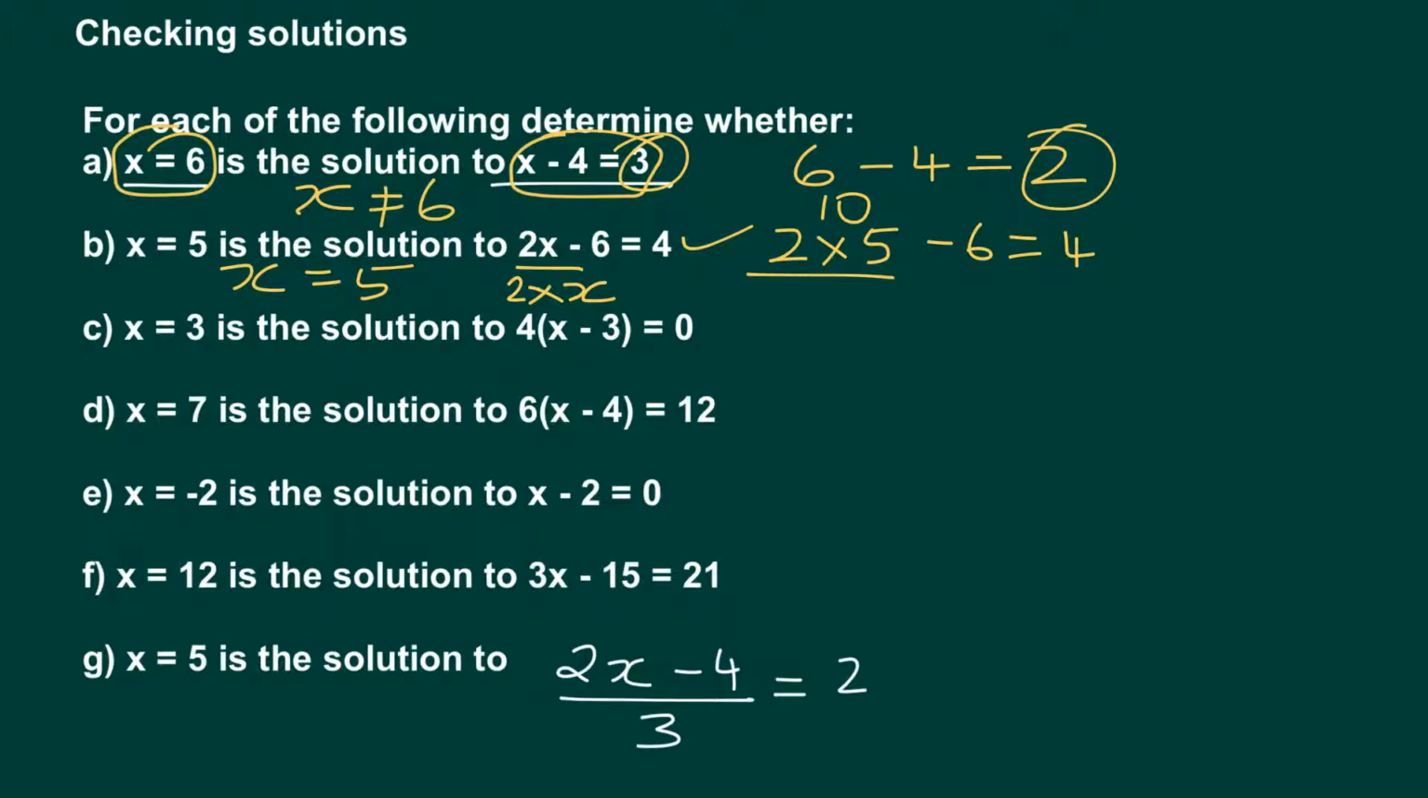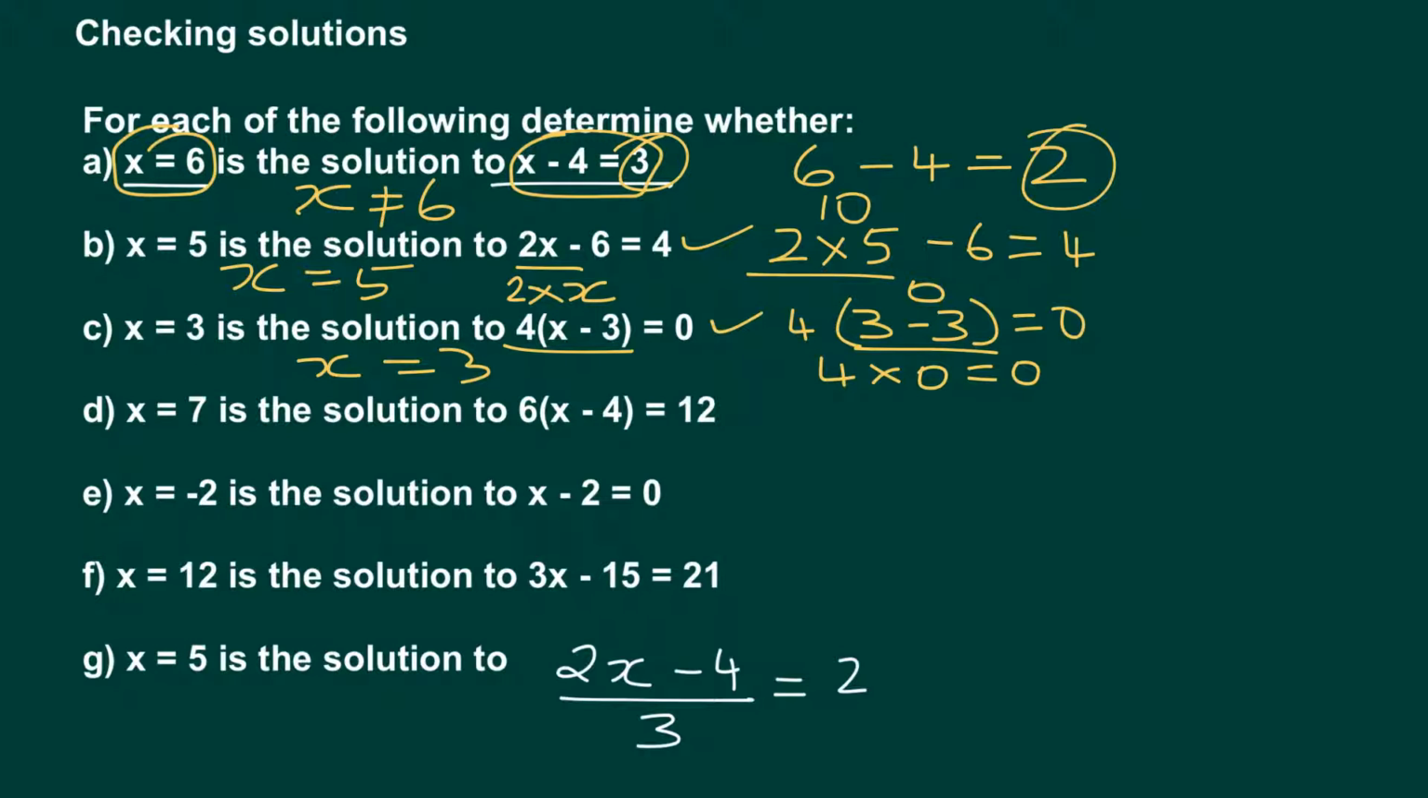x equals 3 is the solution to 4x minus 3 equals 0. So we have a bracket in there, so we replace the x with a 3, minus 3 inside the brackets equals 0. Now 3 minus 3 is simply 0, so 4 times 0 is 0. So x equals 3, again, is the correct solution for part C.